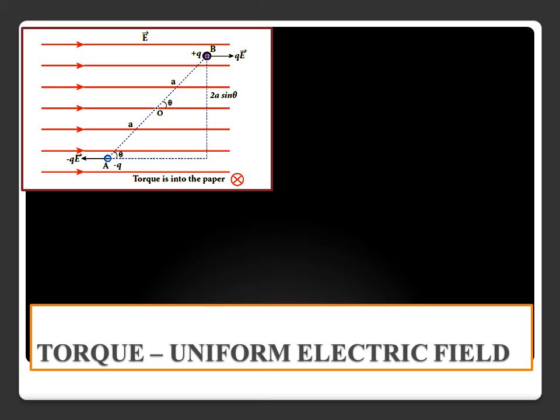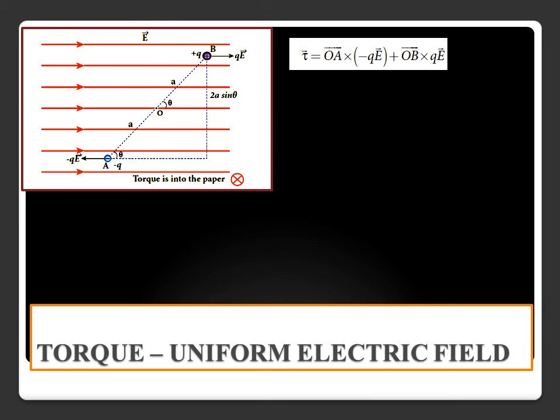Now, these two forces act at different points, so they constitute a couple, and the dipole will experience a torque. This torque is used to rotate the dipole. The total torque on the dipole about the point O is tau equal to OA vector cross minus qE vector plus OB vector cross qE vector. This is a cross product, and you have to refer to the right hand corkscrew rule, which we did in 11th standard. I hope you remember the right hand corkscrew rule.